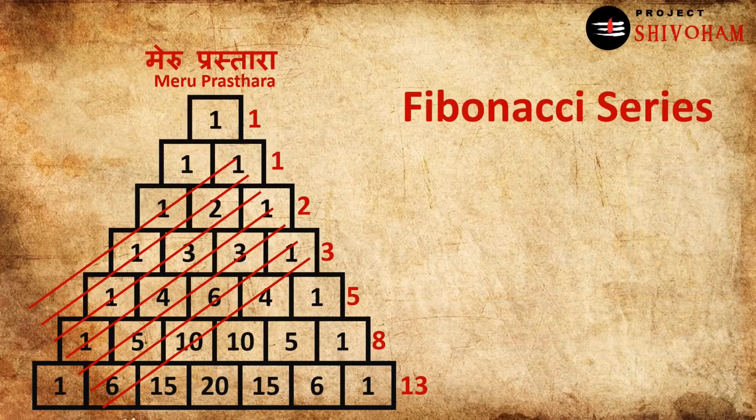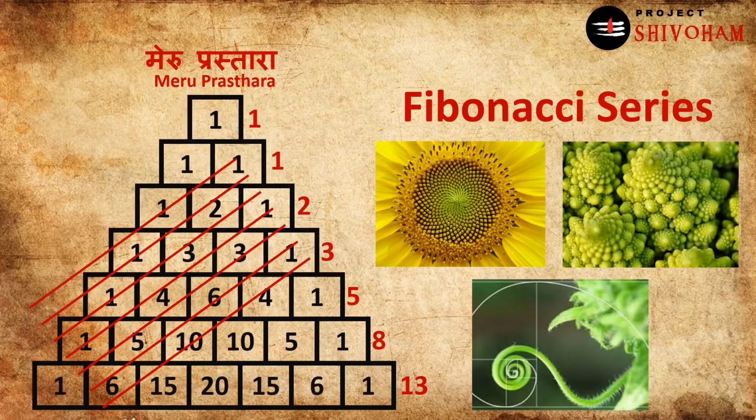Fibonacci series is very special because we see it directly visible in nature. For example, a sunflower arranges all its seeds in a Fibonacci sequence so that it can accommodate the maximum number of seeds in its womb. In the same way, a cauliflower also follows a Fibonacci sequence. It's a huge topic. If you're interested, read about the Fibonacci series. And now you know that the Fibonacci series came from Meru Prasthara.